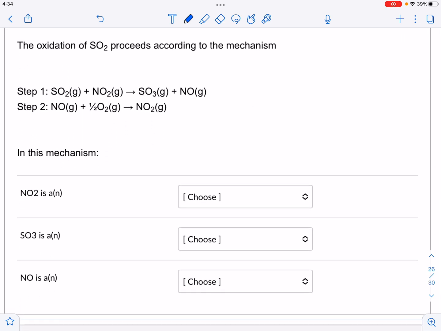Okay, the oxidation of SO2 proceeds according to the following mechanism. In this mechanism, NO2, where is NO2? Well, NO2 is here, and it's also here. It appears it's being used first and then produced or regenerated. So NO2 here is a catalyst. SO3 is here and is nowhere else. It only appears on the product side, therefore SO3 is a product. And NO is here and then here, so it is first produced then consumed, so NO is an intermediate.